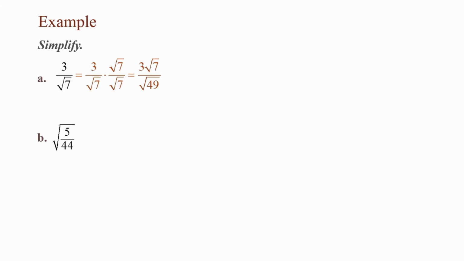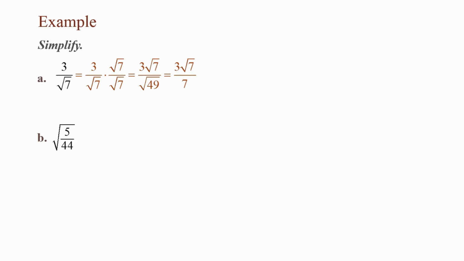And 3 times the square root of 7 is just 3 square roots of 7. Now I can take the square root of my denominator, so I bring over 3 square root of 7, and the square root of 49 is 7. So my final answer is 3 square root of 7 divided by 7. I can't cancel here because 7 and the square root of 7 are not equal.